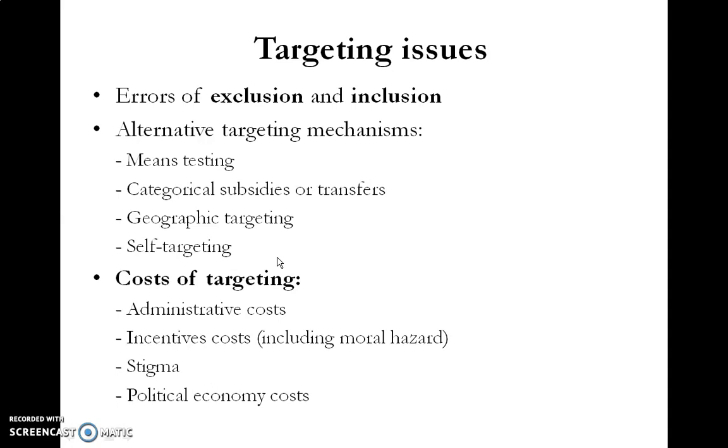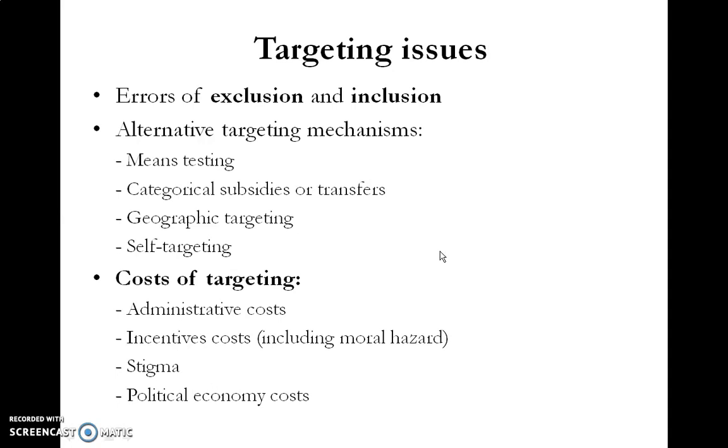Sometimes even the hybrids of those geographic areas. And then there is, of course, what we call self-targeting. The Expanded Public Works Program is an example of this. And this is a situation where government offers a stipend or a weekly wage that is so low that only the poorest of the poor would consider applying for it. So that's what we call self-targeting.